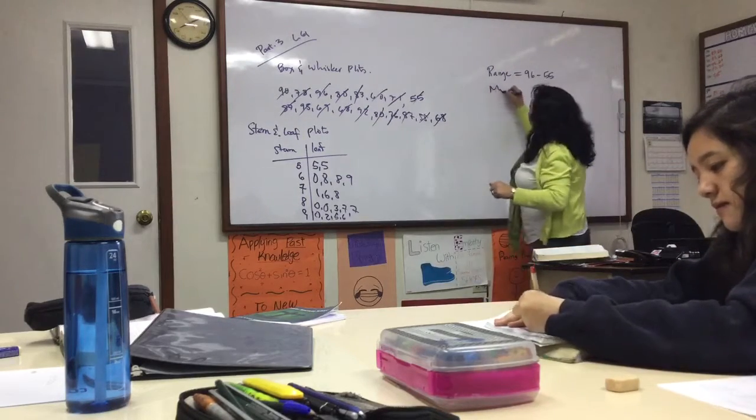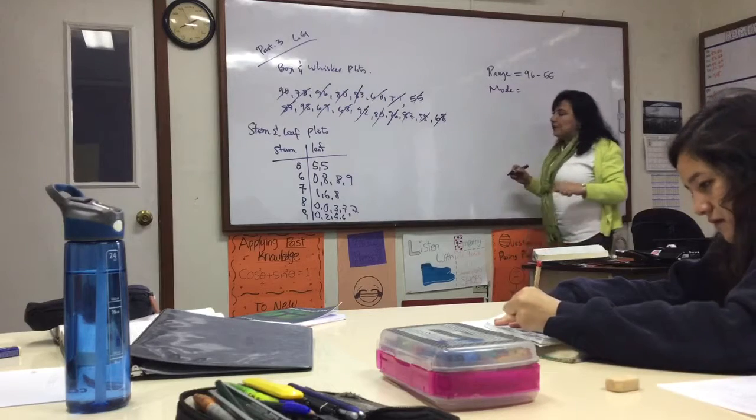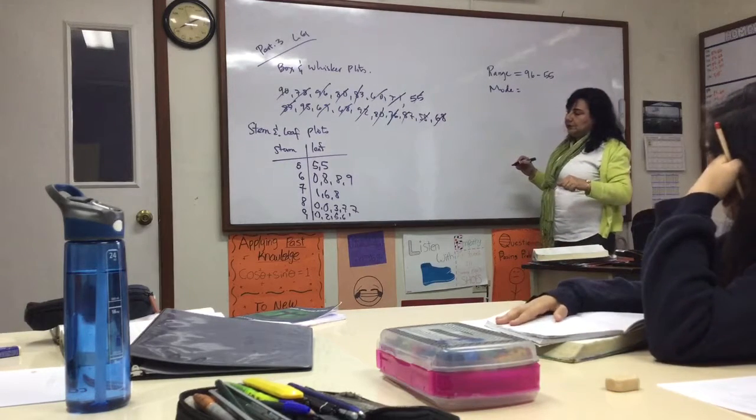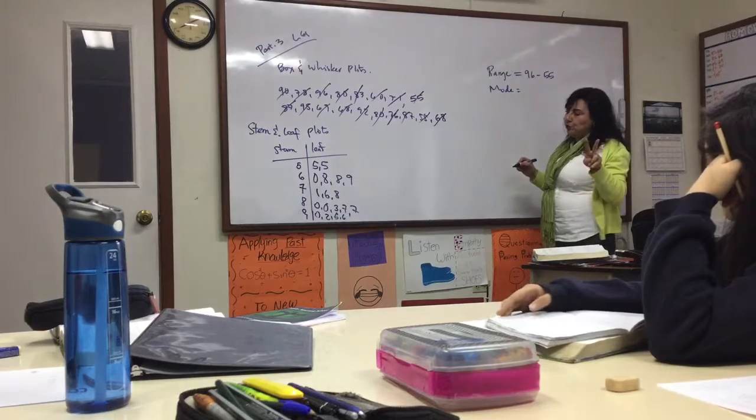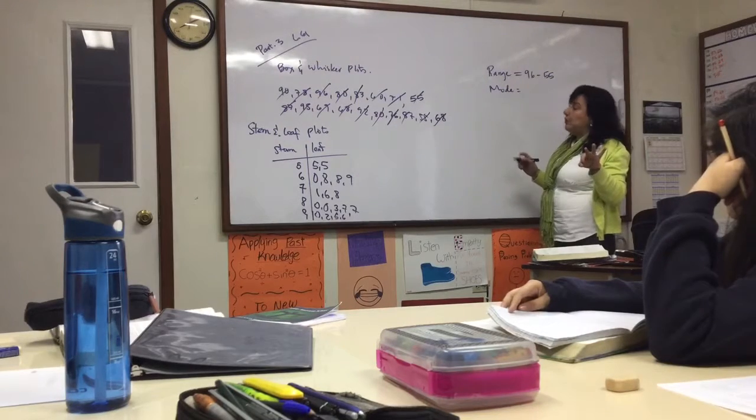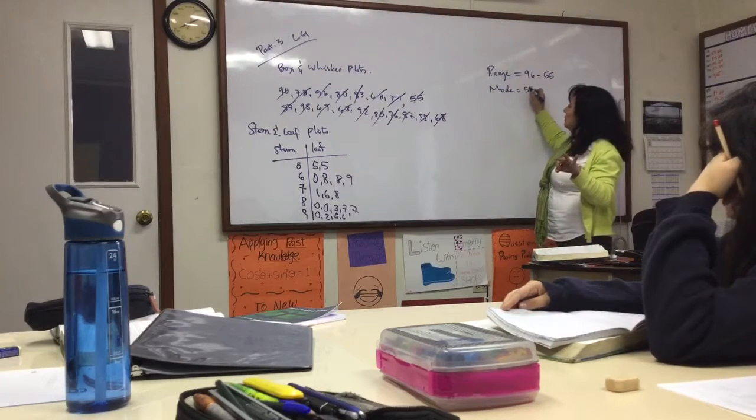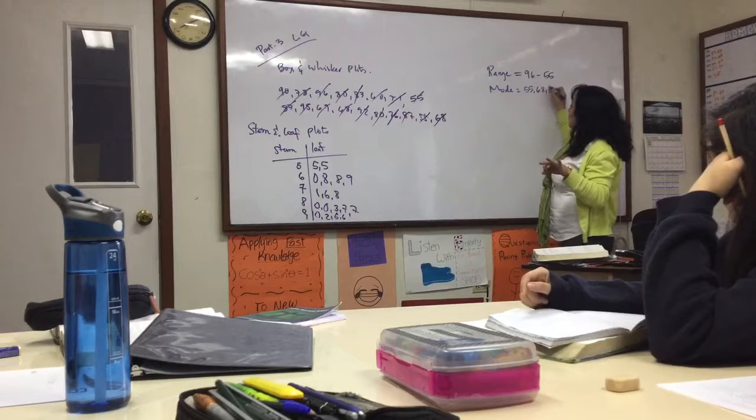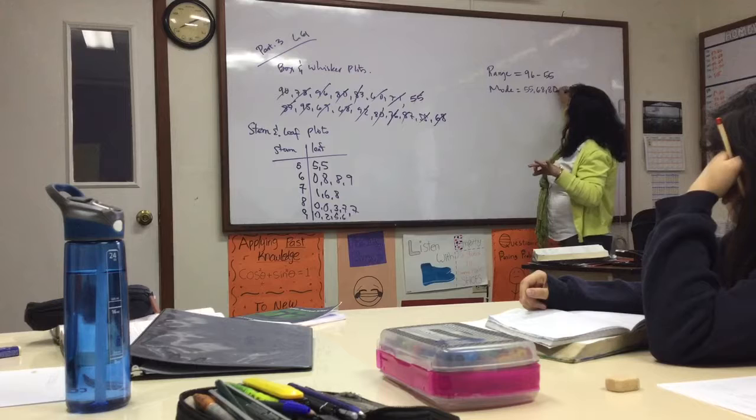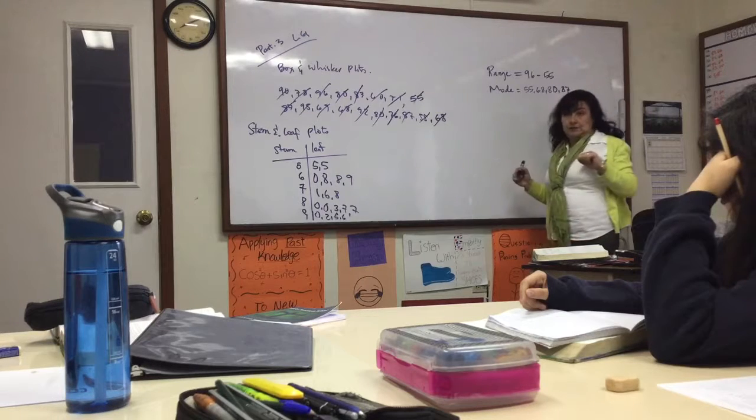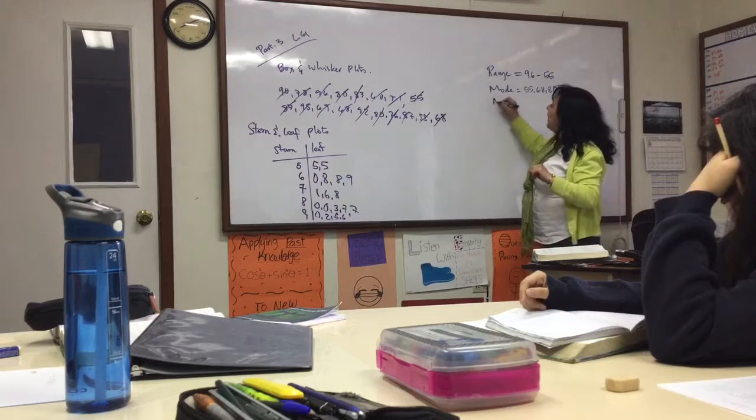What would be the mode? The one that's repeated the most, right? There are 2, 3 that are repeated the most: 55, 68, and 80. And 87 as well. 80 and 87. All of those are modes. Okay? Now we go to the median.